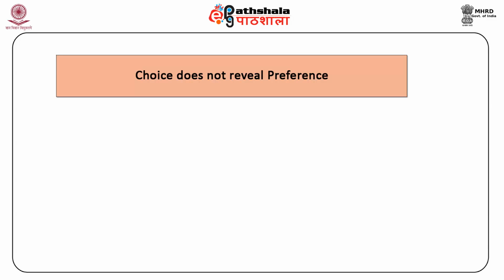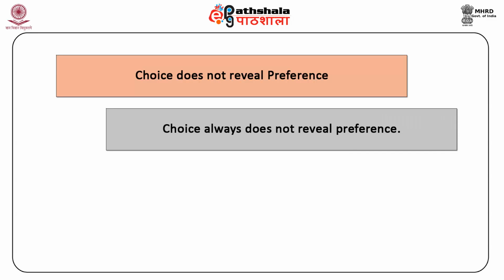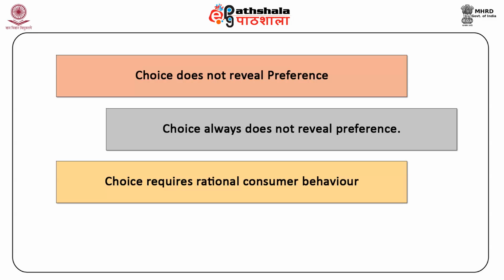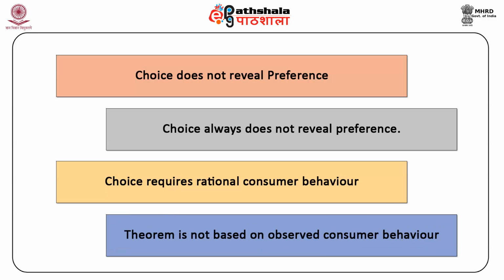The assumption that choice reveals preference has also been criticized. Choice does not always reveal preference. Choice requires rational consumer behavior. Since a consumer does not act rationally at all times, his choice of a particular set of goods may not reveal his preference for that. Thus, the theorem is not based on observed consumer behavior in the market.